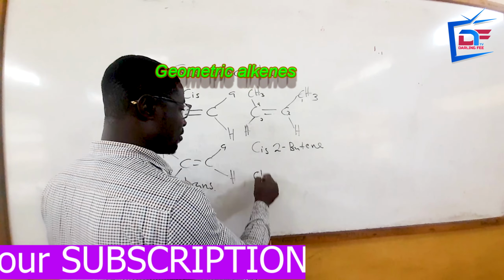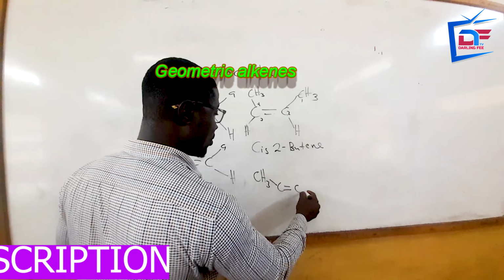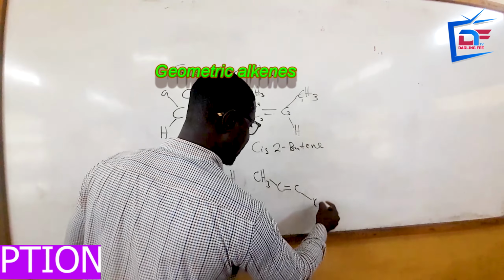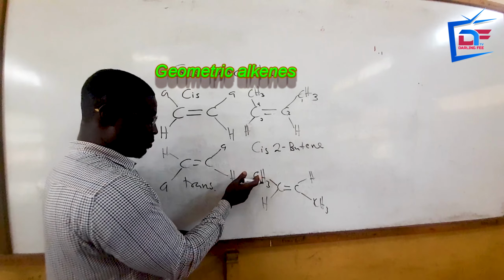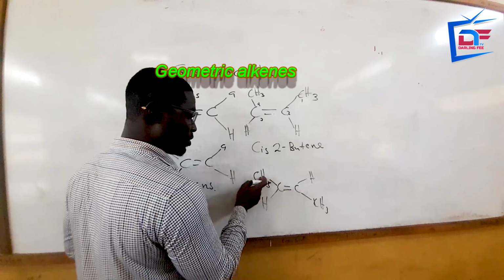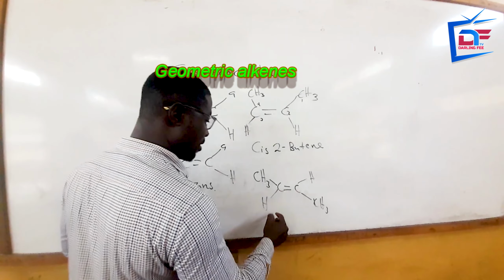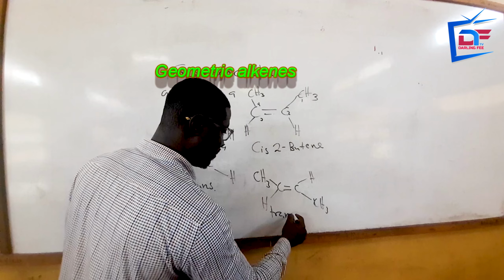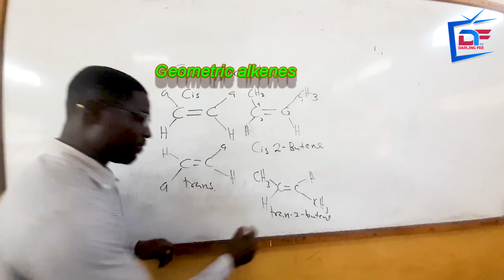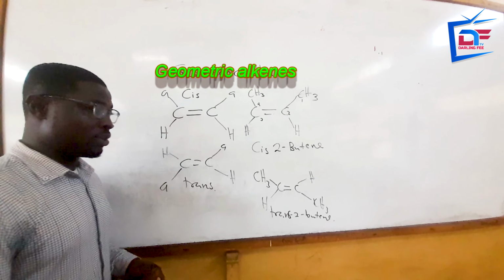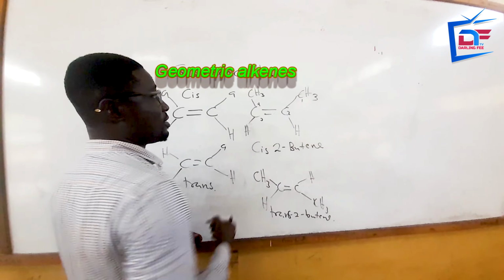What about if I change the position of the substituent here or the carbon here? And that is going to give me CH3, C double bond, CH3 here, H. Now looking at the position of the continuous chain, the CH3 here, CH3 here, that is going to give us trans-2-butene, or we can say trans-but-2-ene, and that is for the geometric alkenes.